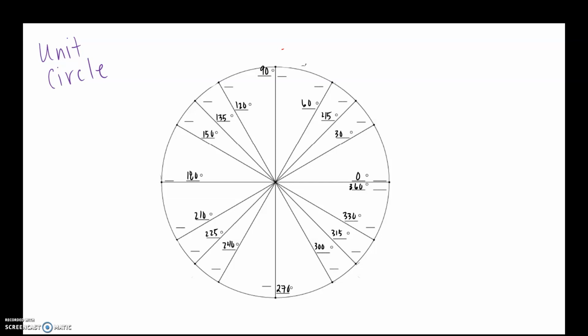Okay, so I'm going to come back to the unit circle. The unit circle is a circle with a radius of 1. All circles are symmetrical. This is going to become very important. It's symmetrical to both the y and the x-axes.